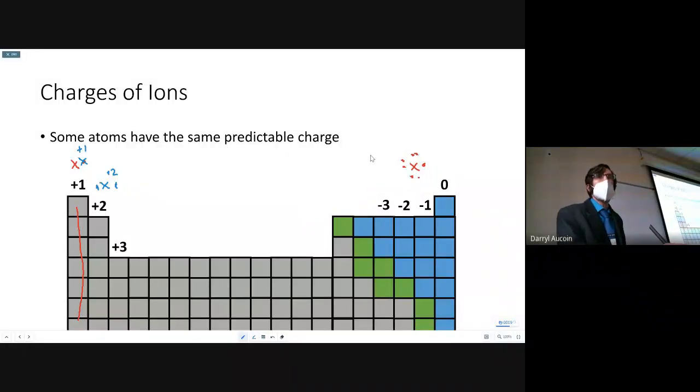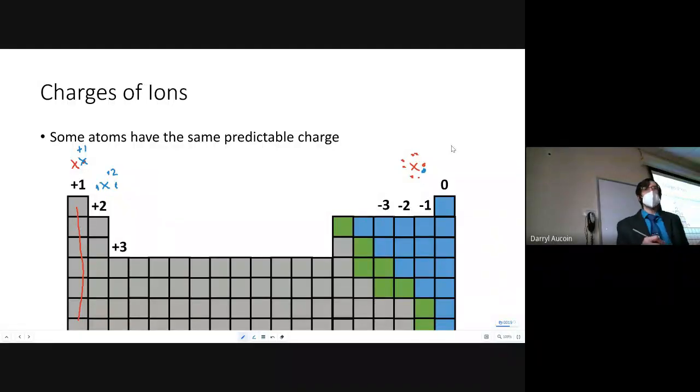And then on the other side, something like chlorine has 7, and it wants to have 1 more. It wants to get to 8. So it can get to 8 by sharing, or it could take an electron from one of these over here. And if it takes an electron, it's supposed to have 7. It now has 8. So it ends up with a -1 charge.